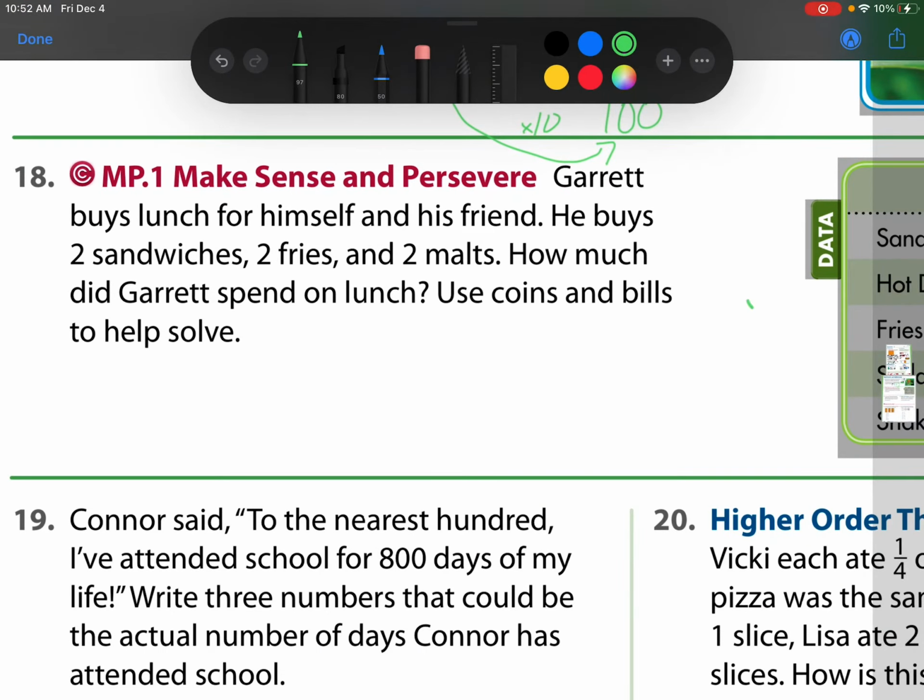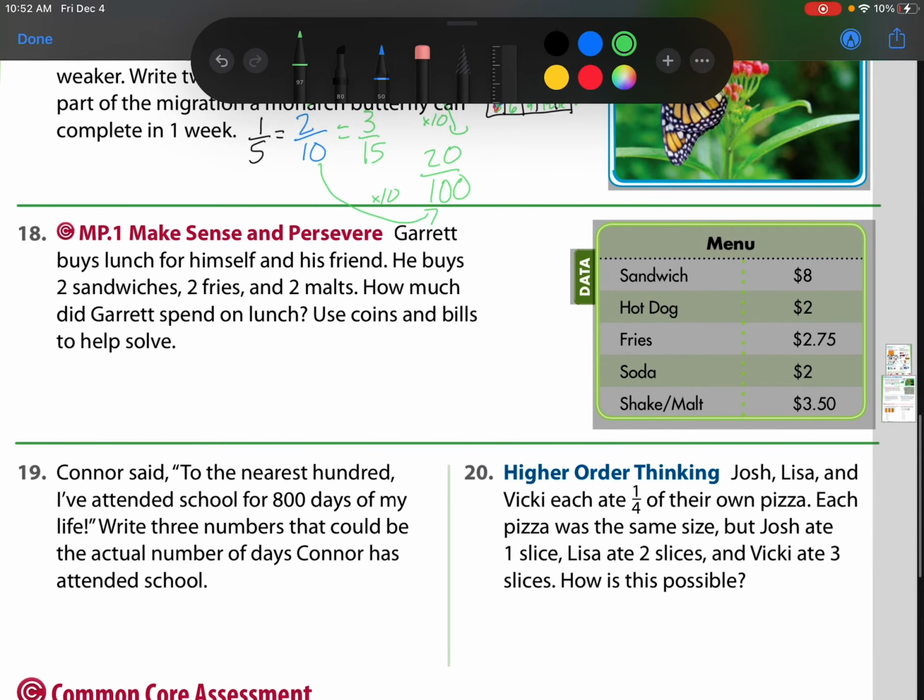Number 18 now. Let me zoom out for us. It says, Garrett buys lunch for himself and his friends. He buys 2 sandwiches. And so then since I see sandwich over here, I'm going to highlight that also. He buys 2 fries. And he buys 2 malts. And if you don't know what a malt is, it's kind of like a chocolate shake, which you see right here. They're giving us that extra word to help out if we weren't sure. How much did Garrett spend on lunch? Use coins and bills to solve.